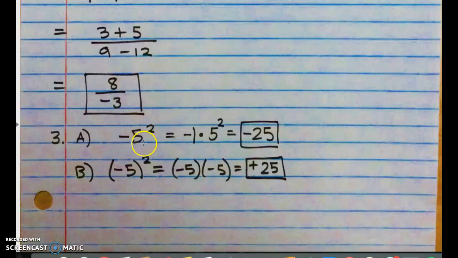If you have negative 5 squared, that's really like negative 1 times the 5 squared. A lot of times students will insert parentheses around this, but if it doesn't come with parentheses, you shouldn't put them in. If it has parentheses, then they mean negative 5 times negative 5, which gives you a positive 25. Just remember that you're supposed to do the exponents before you multiply by the negative 1 that's represented by the negative out in front.